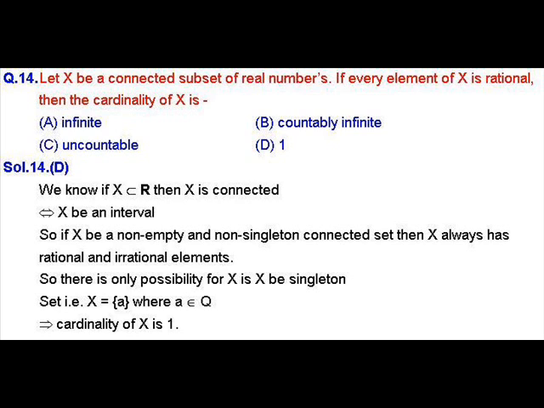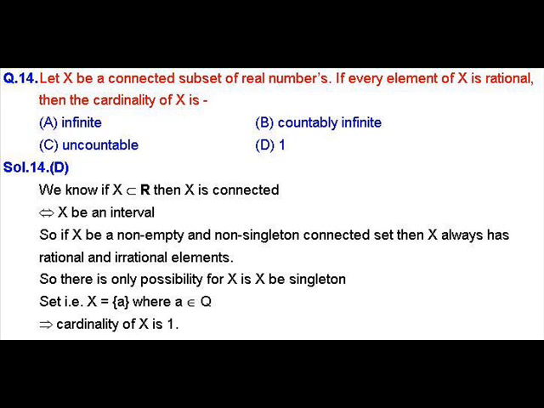Here we have X be a connected subset of the real numbers, and we know if A is a subset of R, then A is connected if and only if A is an interval. So X is a connected subset of R if and only if X is an interval, and here it is given that every element of X should be a rational number.